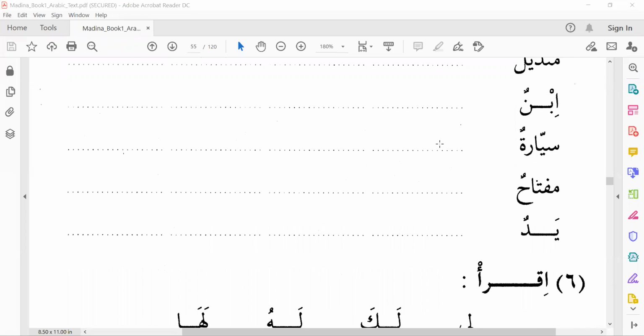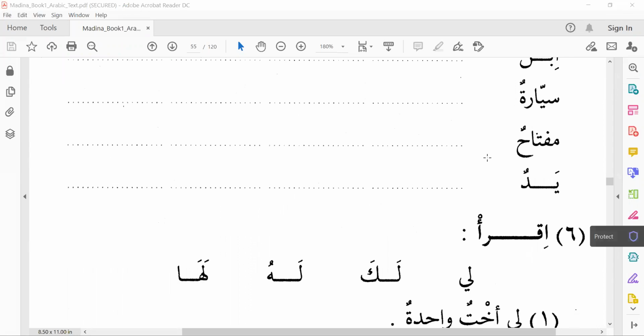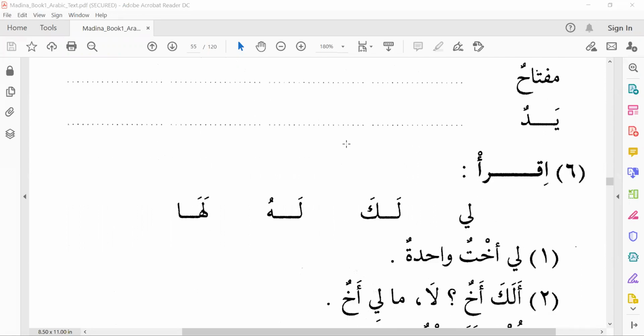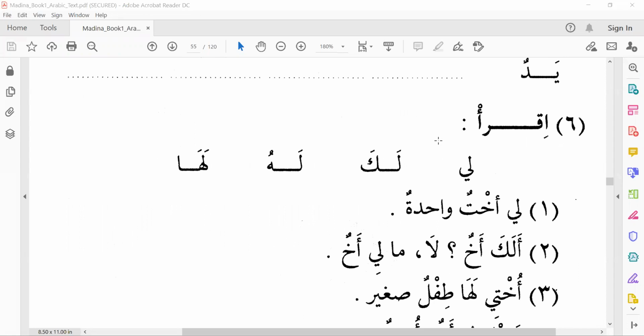Sayyaratun, car. Hada sayyarati, my car. Sayyaratuka, your car. Hada sayyaratuhu, his car. Hada sayyaratuha, this is her car. Miftahun, key. Hada miftahi, hada miftahuka, hada miftahuhu, hada miftahuha. Yadun, hand. Hada yadi, hada yaduka, hada yaduhu, hada yaduha. So we have to join that.